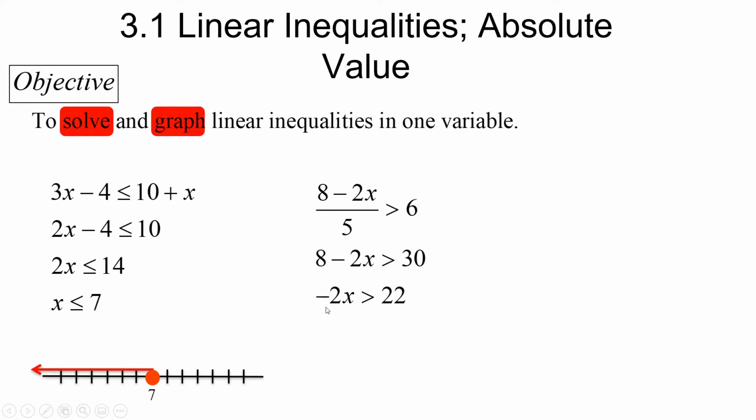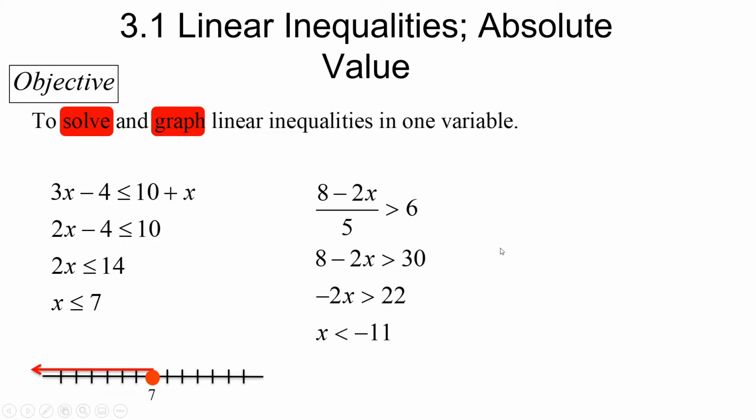Now, I'm going to divide both sides by negative 2, but when I multiply or divide an inequality by a negative, remember we need to reverse the orientation of the inequality symbol, or flip it in layman's terms. So negative 2x divided by negative 2 is x, and x is now less than 22 divided by negative 2, which would be negative 11.